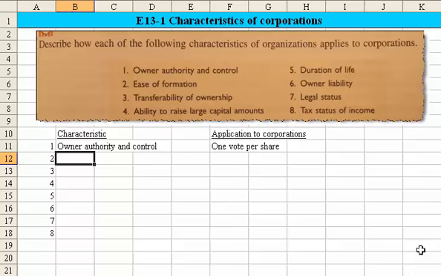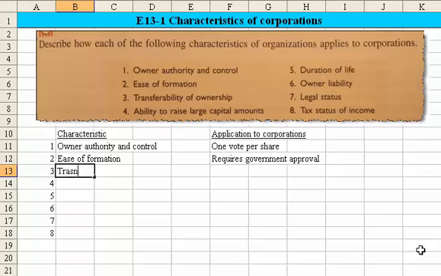Number 2, the second characteristic is called ease of formation. Now, with corporations, regarding formation, it requires government approval. Okay, so although corporations aren't exactly the hardest thing to set up, they certainly are a bit more difficult, requiring a few more steps than setting up a sole proprietorship or some other forms of organizations as well.